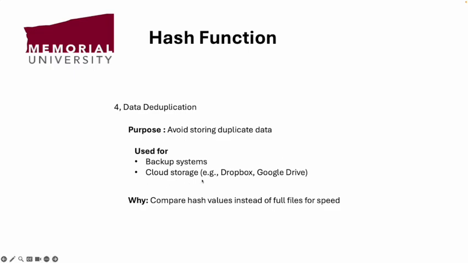It's similar on cloud storage, right? Dropbox, Google Drive, and other services. They are also using something like a repo. So they try to make maximum use of the space. Even though you store a lot of data, actually it's not that much, because a lot of it is the same. Compare the hash values instead of 40 files, instead of four files, to speed things up and also to save storage.